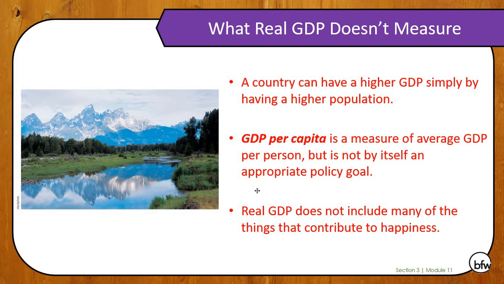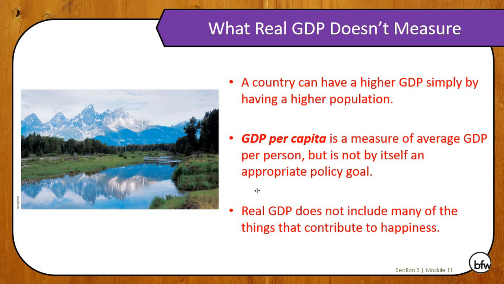GDP per capita is a measure of average GDP per person, but by itself is not an appropriate policy goal. In fact, if you look up who has the current highest GDP per capita, there's a lot of oil-rich countries out there. Qatar is one of those, but it's not like you'd want to live in Qatar, unless you were really wealthy and an oil magnate.